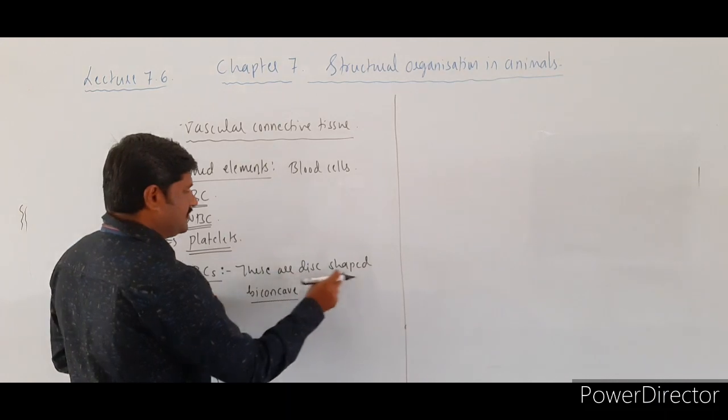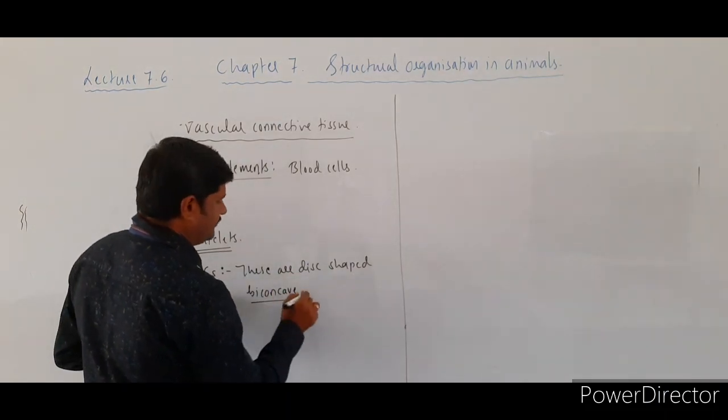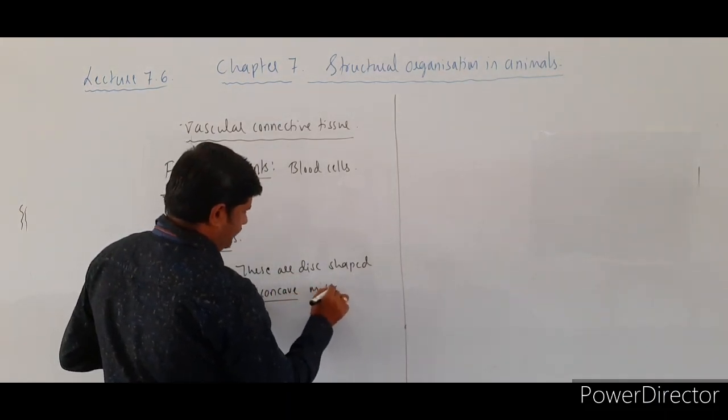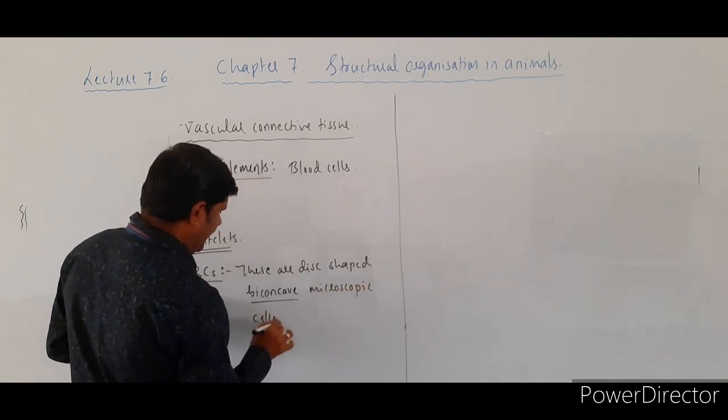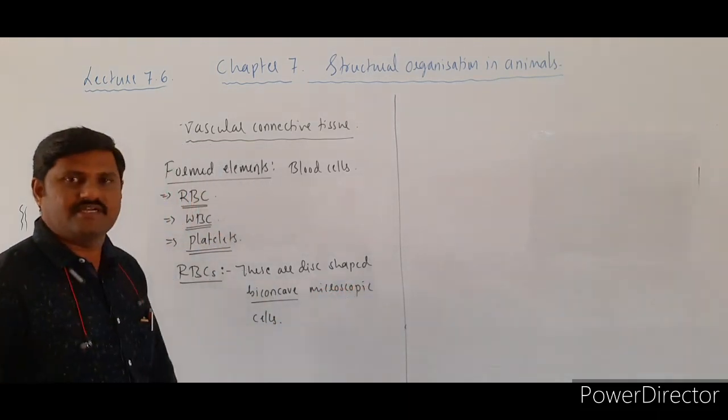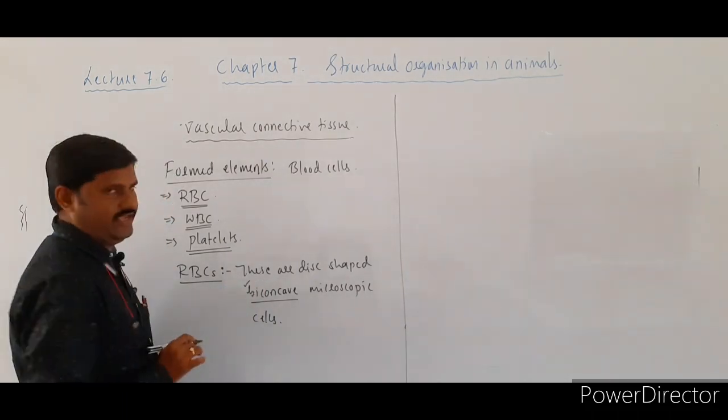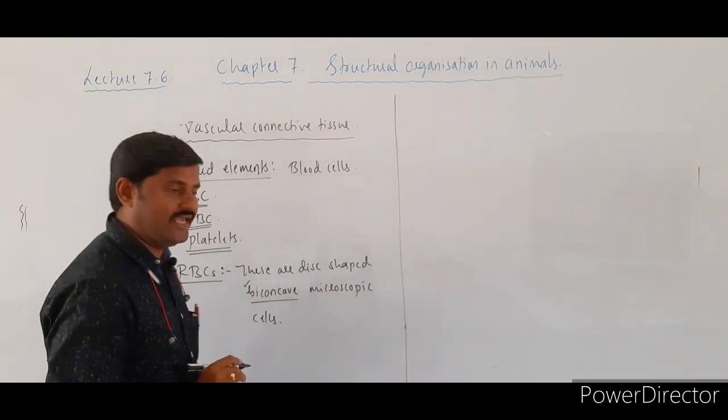So these are disc-shaped biconcave microscopic cells present in the blood. So these RBCs are said to be biconcave. Why are they called biconcave?